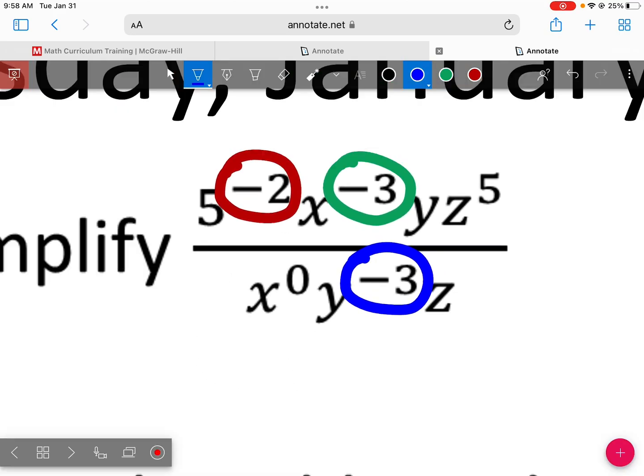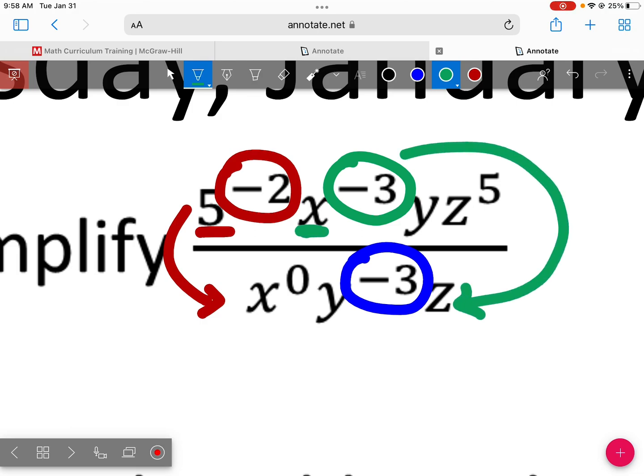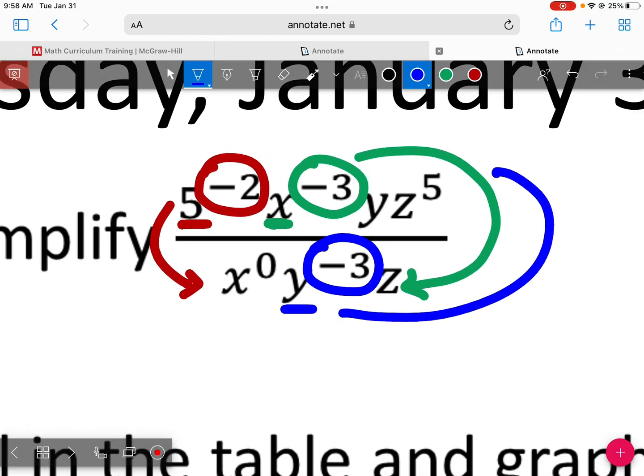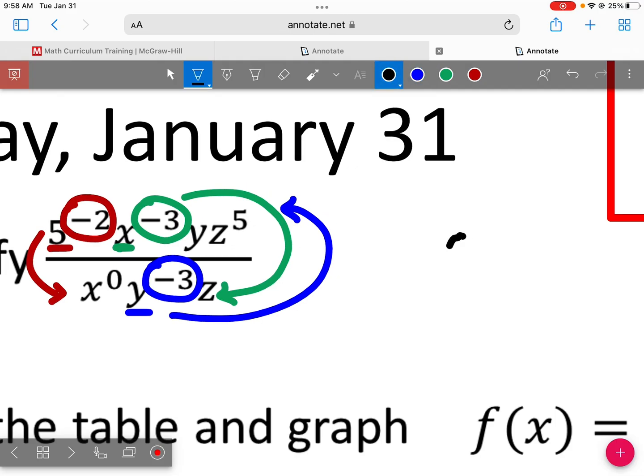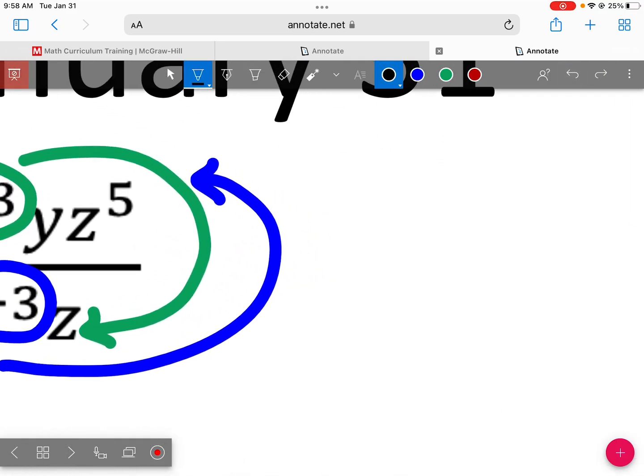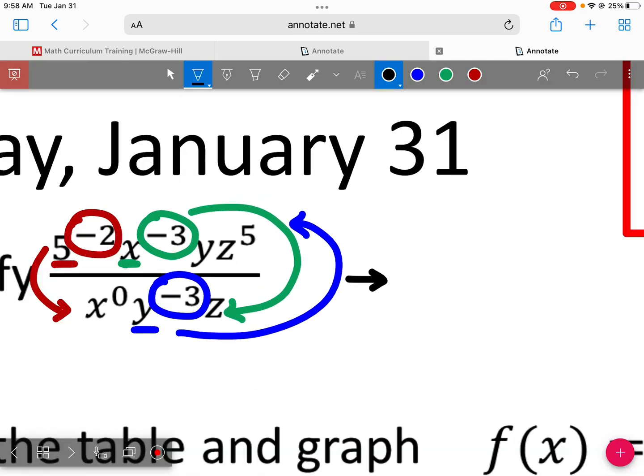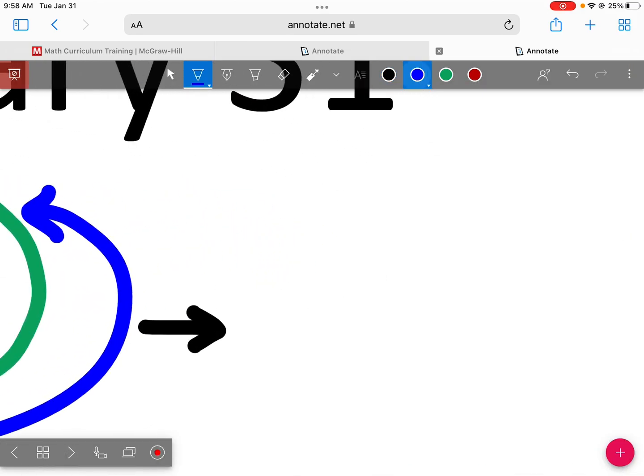So what that means is that I'm going to take the base with the exponent to the other side of the fraction. So this guy is going to come down to the bottom. Y to the negative 3, since he's already on the bottom, we're going to switch him and take him up to the top. So I'm going to rewrite that with those in their proper places so that they don't have negative exponents anymore.